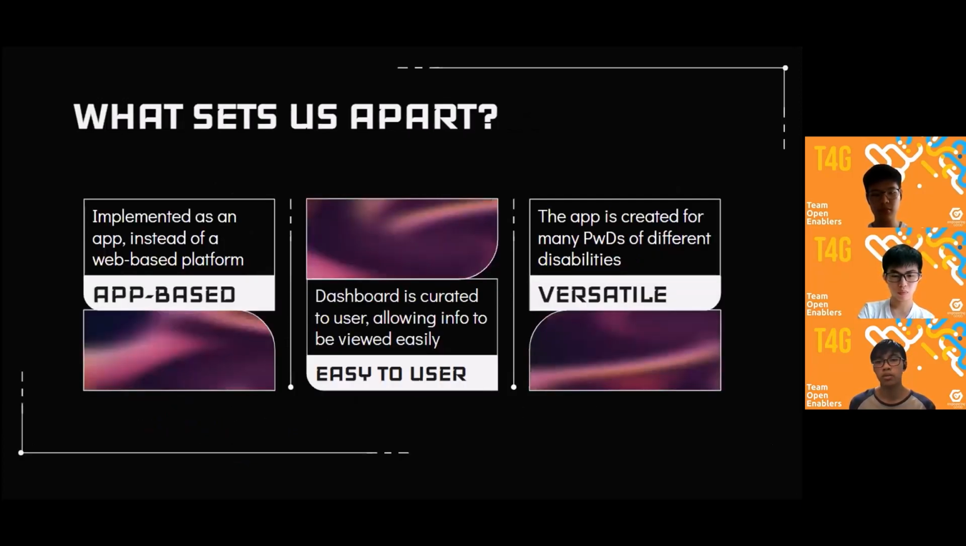Compared to what existing platforms offer, our open mobilizers is app-based, so it's more seamless in its interface, and it's also a more integrated interface. It's also much easier to use because the dashboard provides a more curated way to show all the information to the end user, so the end user is more aware of the accessibility facilities around them. And it's also more versatile as it is created for a wide range of PWDs.